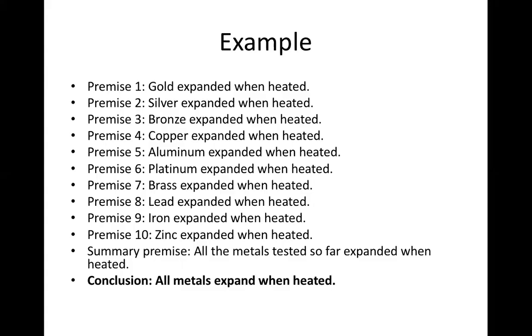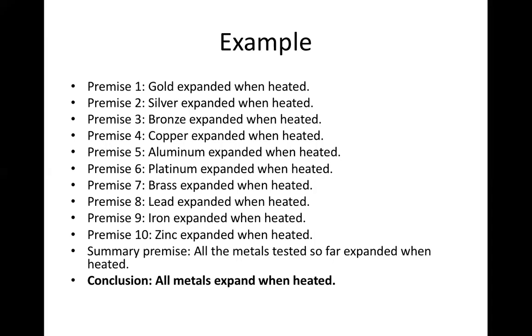So this is an example. We have 10 premises, and then we have a summary premise, and then we have a conclusion. Gold expanded when heated, silver expanded when heated, bronze expanded when heated, copper expanded when heated, and so on. So 10 different metals expanded when heated. And then there's a summary premise which says that all the metals tested so far, which is 10, expanded when heated. And then the conclusion says all metals expand when heated.